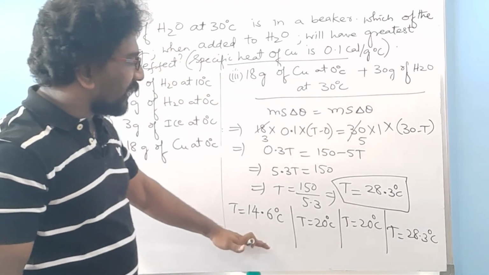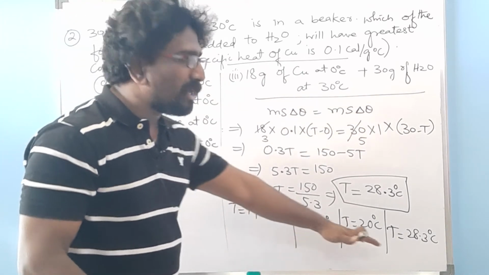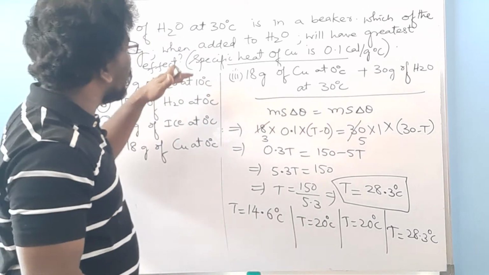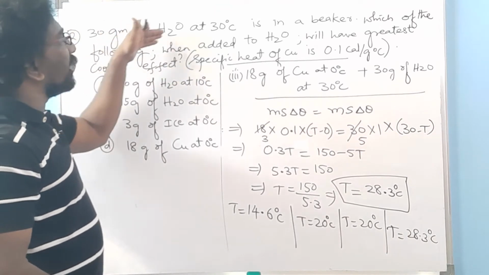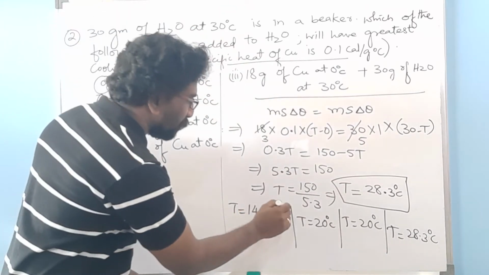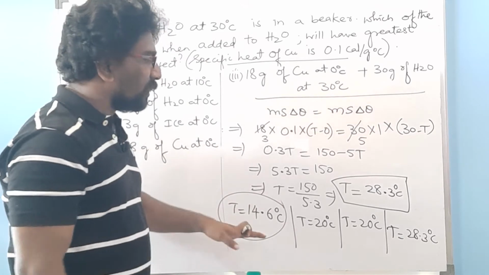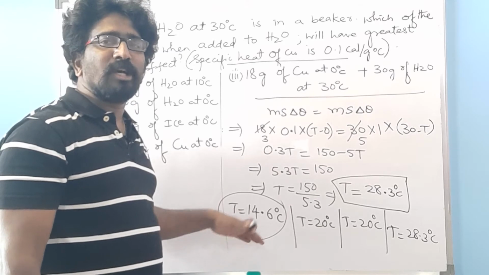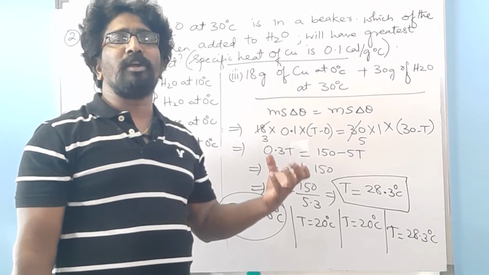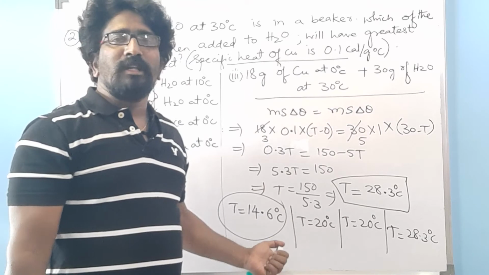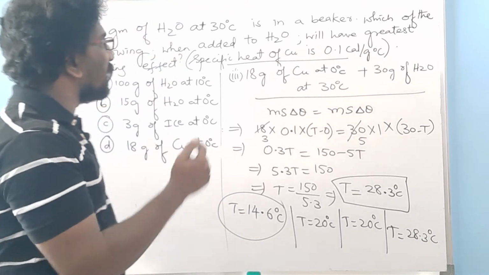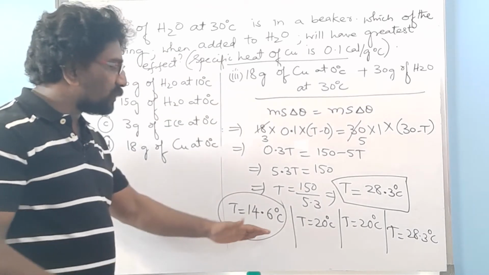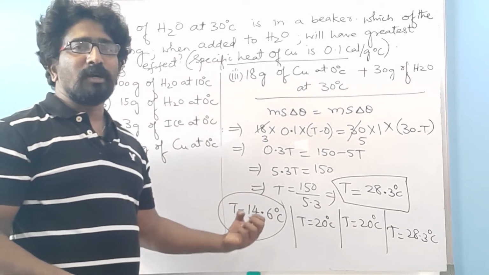So these are the different resultant temperatures whenever you add one after another to the water which is given to us. You can see that the least temperature which we have obtained is the first case. Whenever you add 100 grams of water at 10 degrees Celsius to 30 grams of water at 30 degrees Celsius, you get a resultant temperature of 14.6 degrees Celsius. Among these, this is the lowest temperature, and the lowest temperature has the capability of cooling very fast.